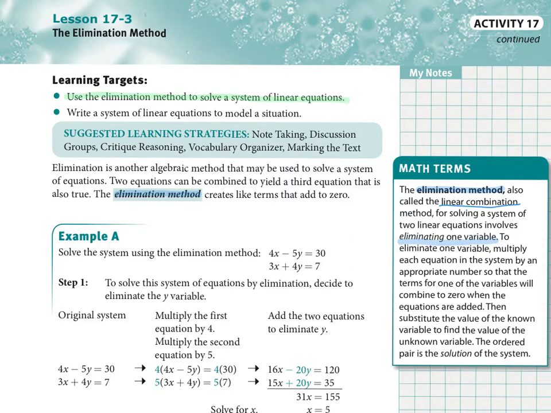Below, it goes through what we're actually going to do. Let's read about it, and then we're going to start practicing it. It says to eliminate one variable, we multiply each equation in the system by an appropriate number so that the terms for one of the variables will combine to zero when the equations are added. Our goal with elimination is to eliminate either x or y so that we can solve for the other variable. Before we look at example A, we're going to do a couple of examples in the margin below.